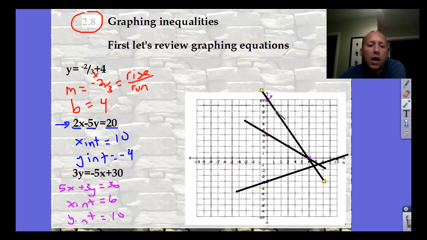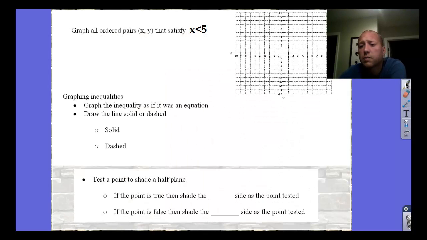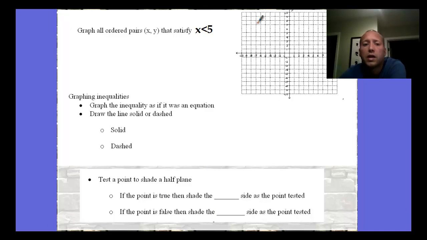So those are 3 lines from these 3 equations, and we've already done that in lesson and homework. What we're talking about in 2.8 is really inequality. So if we graph all the ordered pairs x, y, all the points, that satisfy this inequality, x is less than 5. Where's x equal to 5? X is 5 here, and x is 5 here, and x is 5 here. X is 5 at any of these points. So all of those are equivalent to 5.